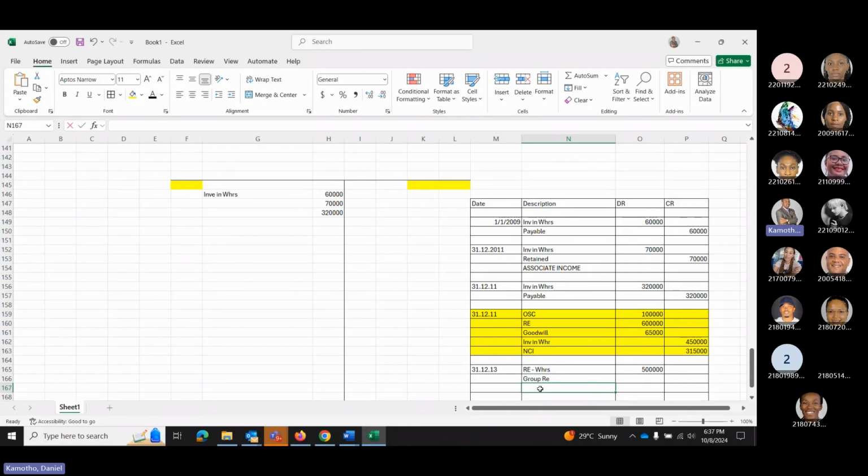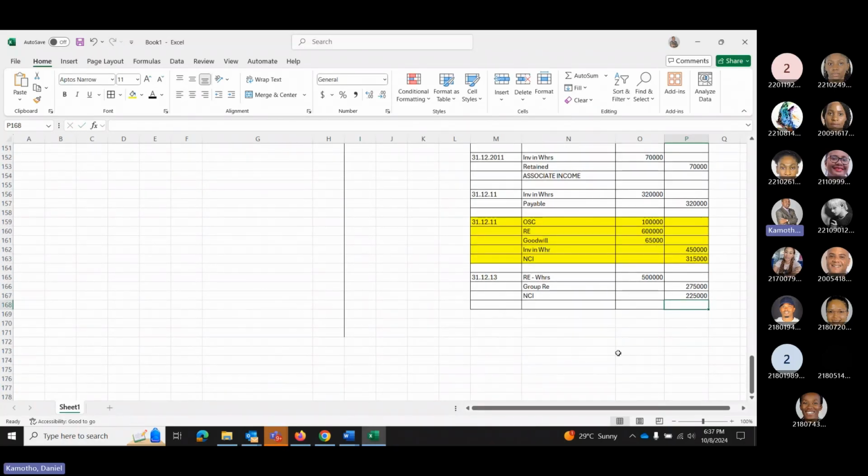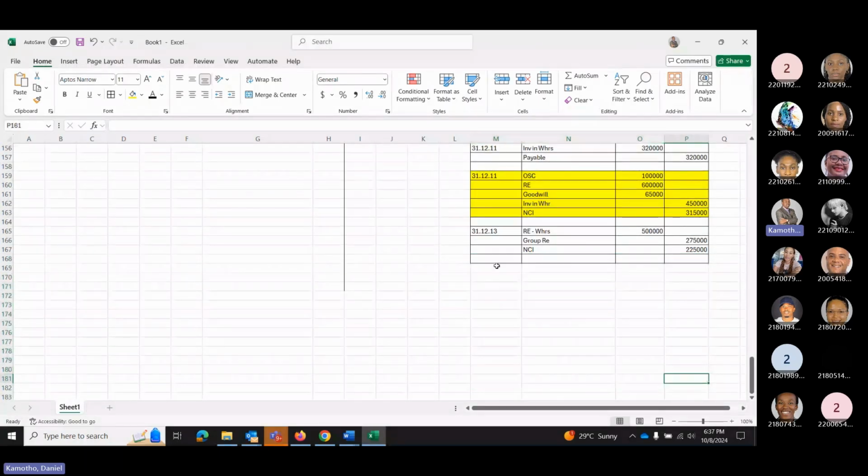The group is going to take a proportion of 0.55 because they became 55%, and that is of the 500. That is what the group will get. And the NCI at that point is 0.45 times the 500. So that is how the profit will be shared between the group and NCI.